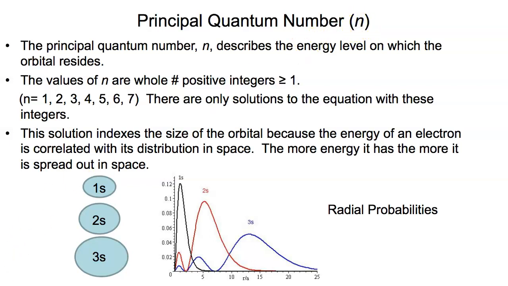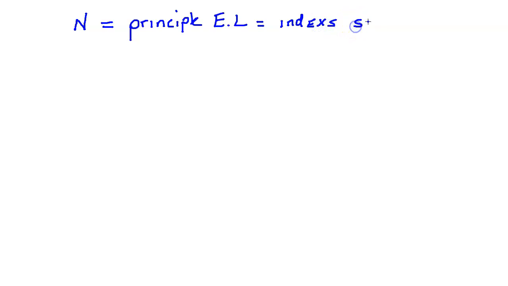So let me just write this down. The first quantum number n starts us off. And this n is equal to the principal energy level. It tells us something about the size of the orbital. So it indexes size. It's really important.